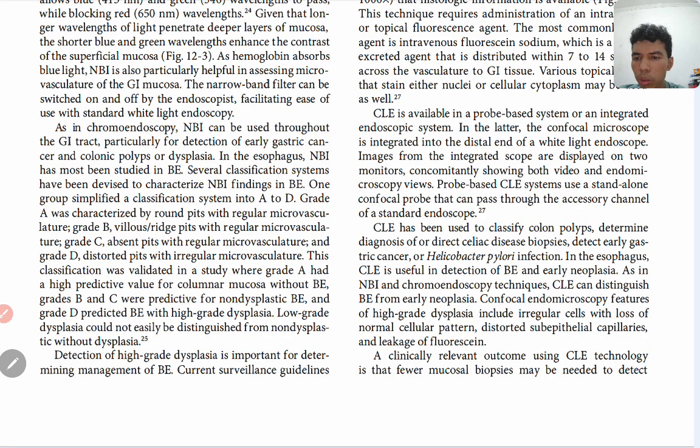This classification was validated in a study where grade A had a high predictive value for columnar mucosa without BE. Grade B and C were predictive for non-dysplastic BE, and grade D predicted BE with high-grade dysplasia. Low-grade dysplasia could not easily be distinguished from BE without dysplasia. Detection of high-grade dysplasia is important for determining management of BE.